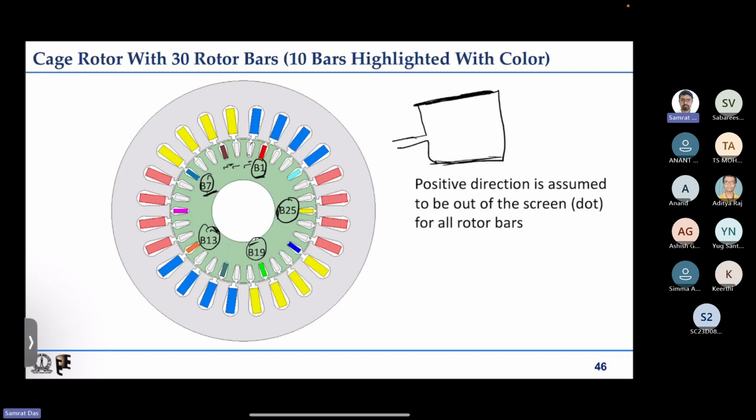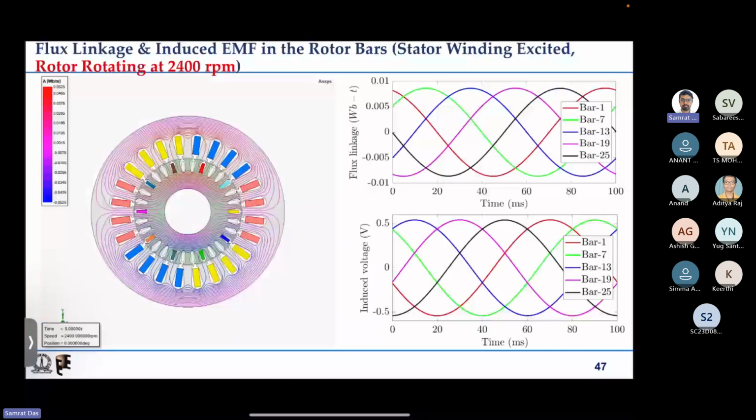For this case we are taking some reference direction. Let us say dot on all the conductors is assumed to be the positive direction. Because we do not have any winding, we need not worry about the return path. If one is dot, another has to be cross, but we need not worry about that. Let us put dot reference for everyone. And now we will look at the case.